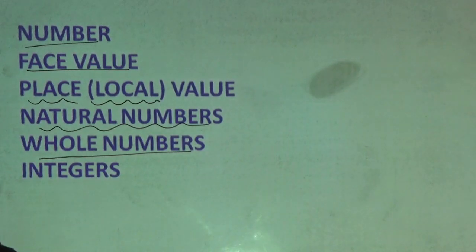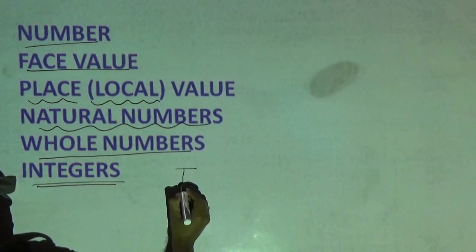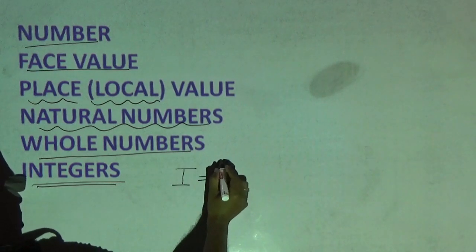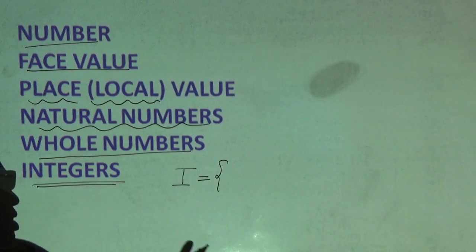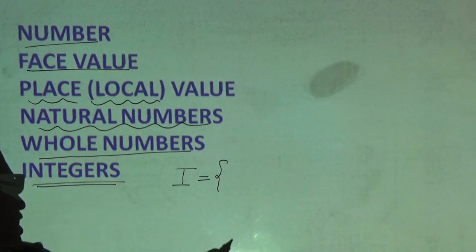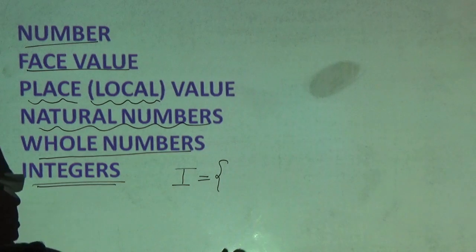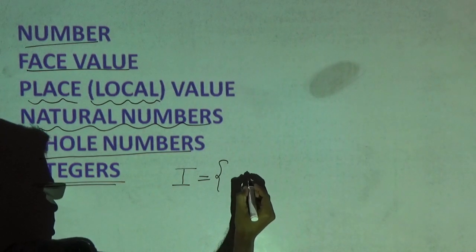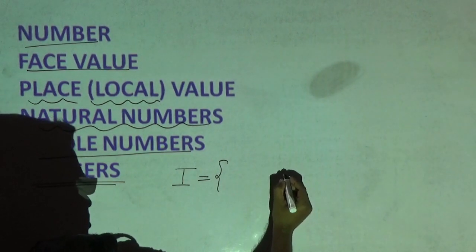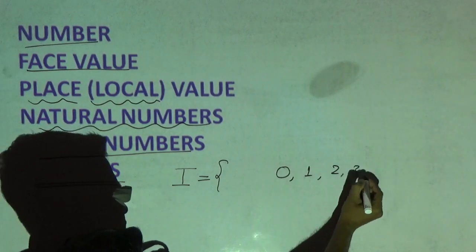Then what do you mean by integers? Integers are represented by the letter I. Integers are nothing but counting numbers and 0 along with their negatives. I repeat, counting numbers along with 0 and their negatives are called integers. For example, counting numbers with 0: counting numbers are 1, 2, 3 and so on.